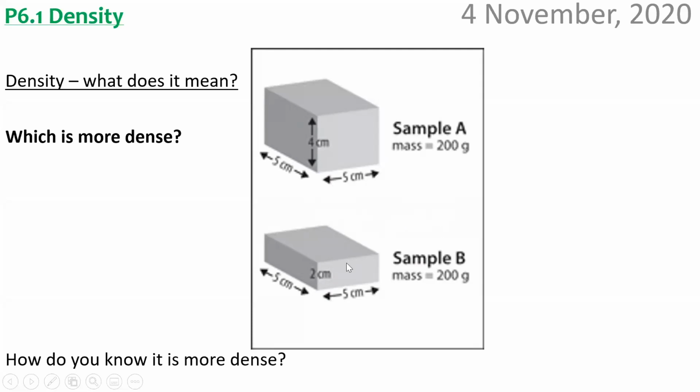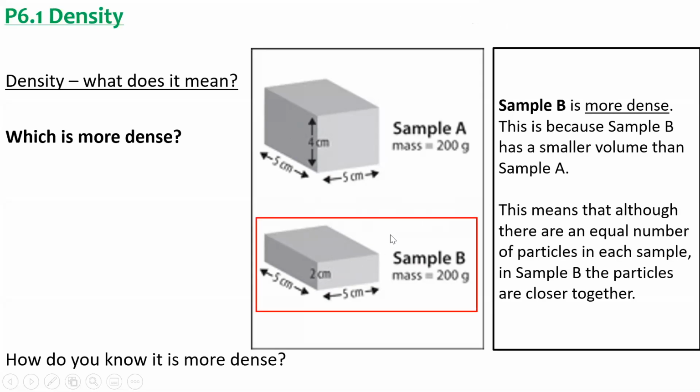They've got the same mass. You probably go, well, that will be more dense to pick up. But again, explaining why scientifically: sample B is more dense because sample B has a smaller volume than sample A. This means that although there are an equal number of particles in each sample, because the mass is the same, in sample B, the particles are closer together.